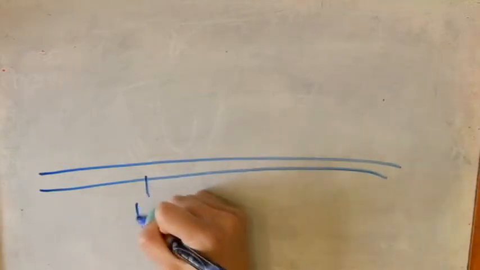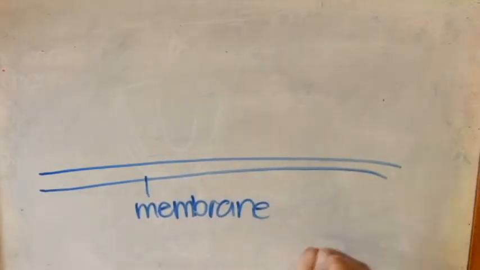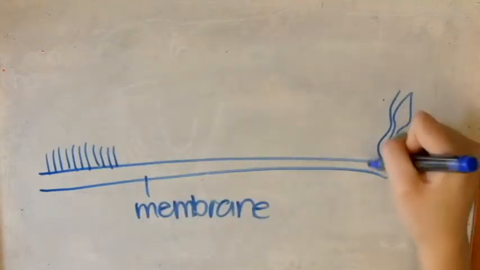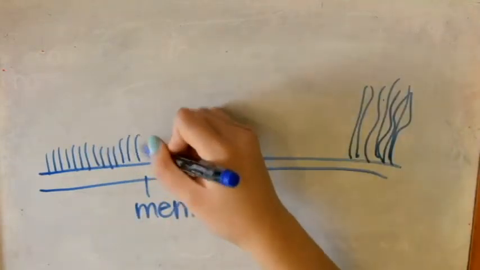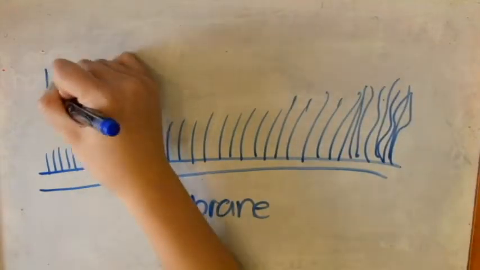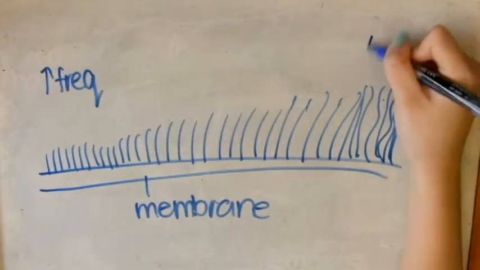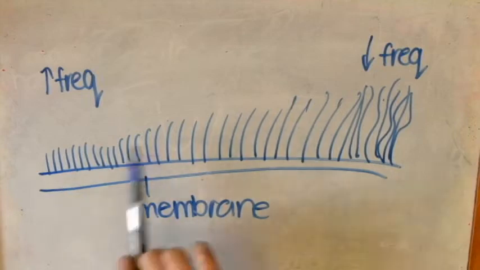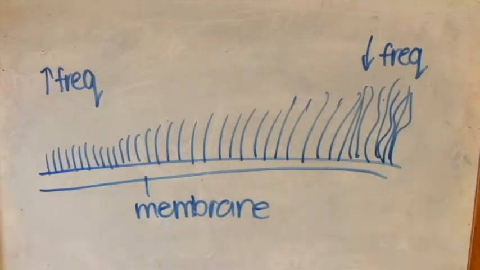The fibers are short and stiff in the beginning, near the oval window, but become long and limber towards the other end of the tubes. This characteristic of the fibers gives them different resonant frequencies. A specific wave frequency will resonate perfectly with the fibers at a certain point along the membrane. A resonant frequency causes the fibers to vibrate rapidly.